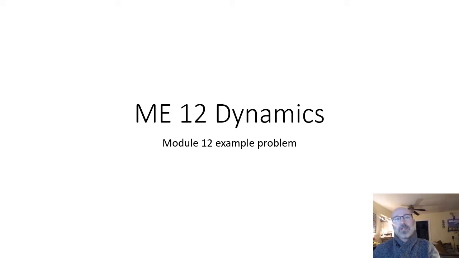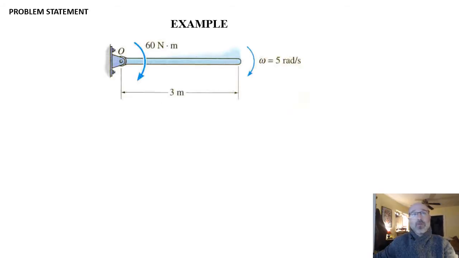Let's take a look at an example problem from Module 12 for the Dynamics course. In this problem, we can see we have a rod attached at some pivot point, O. The length of the rod is given as 3 meters. We can see there's an omega of 5 radians per second, and a moment up here of 60 Newton meters. And we can see it's rotating clockwise.